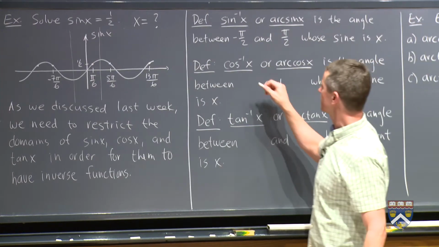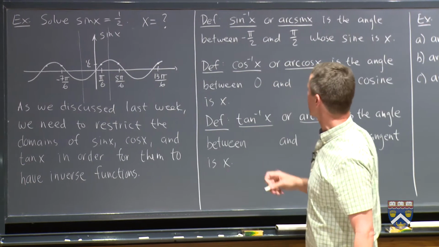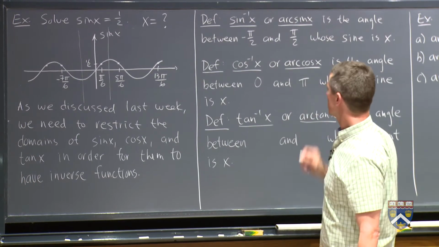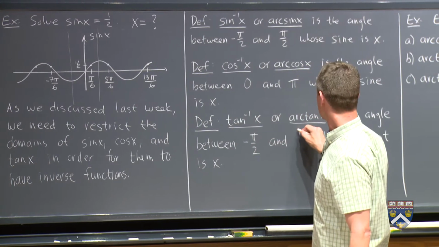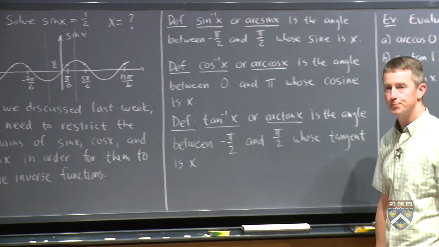Similarly for cosine, the most natural one that the whole planet has agreed on is to go from 0 to pi. And for tangent, the same as for sine, minus pi over 2 to pi over 2.